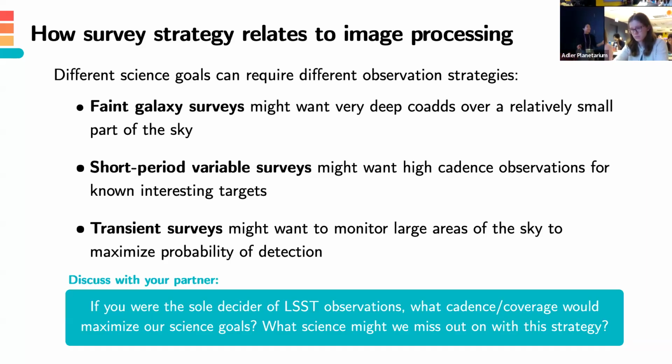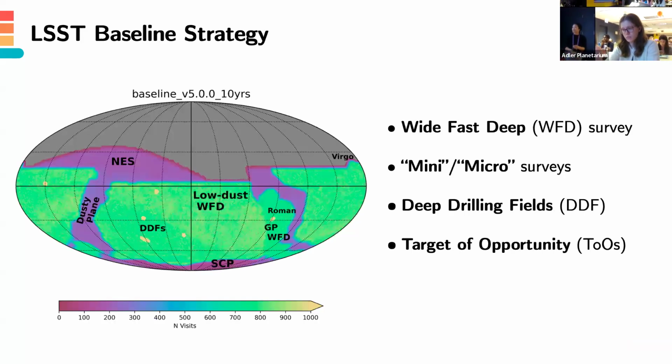So this exercise is just a demonstration of how we have a lot of diverse science goals, and not all of those science goals can be optimized with a single survey strategy. I won't really get into this because I'd like to move on to the problem set, but this is just a schematic of the LSST baseline survey. You can see a lot of the features that we were just talking about popping up. We have the wide, fast, deep survey over a large area. We have some mini micro surveys. We have deep drilling fields, so going really deep on a small area of the sky.